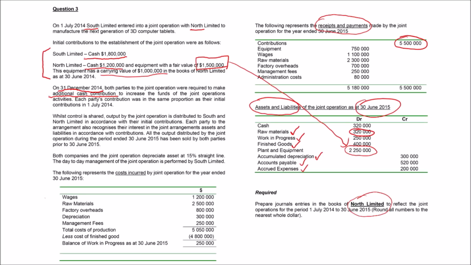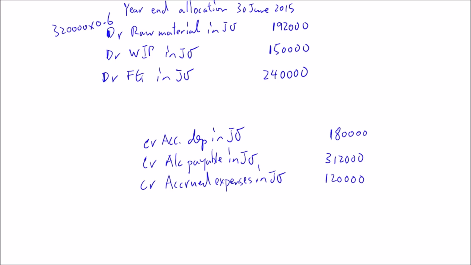So for that one, you can see that we got an increase of 750,000. So we're going to write down equipment in JO. And it was 2.25 million minus 1.5 million. And then you need to multiply by 60%. So as a result, the amount that we want to recognize is 450,000. So that will be for the equipment in JO.